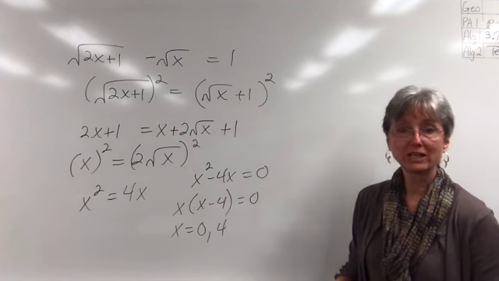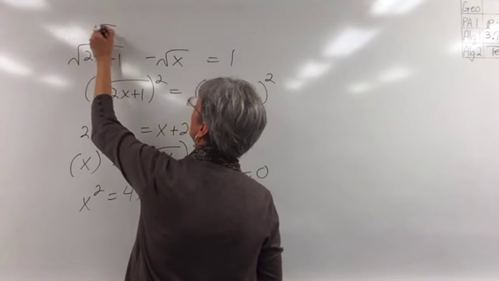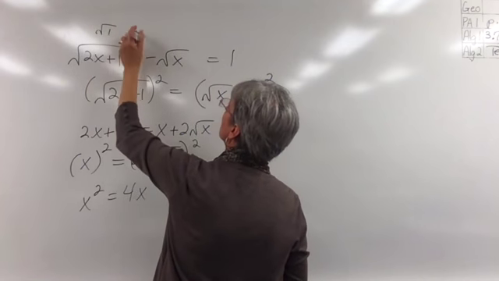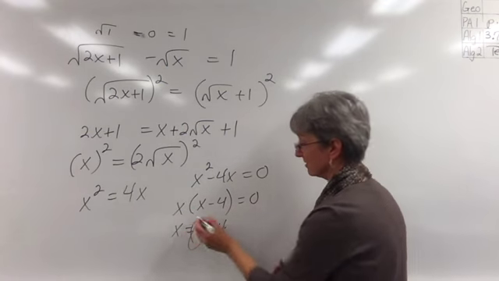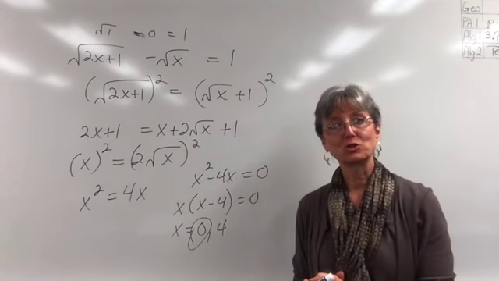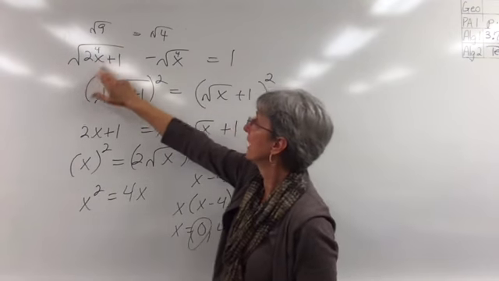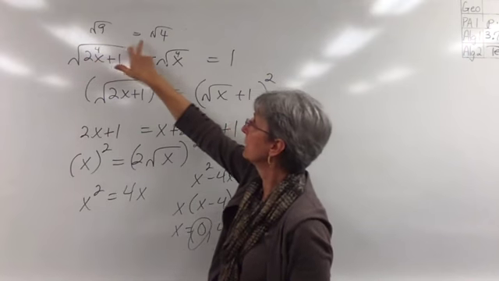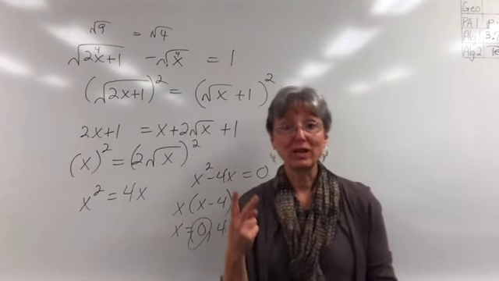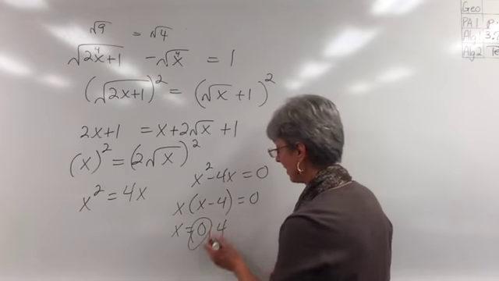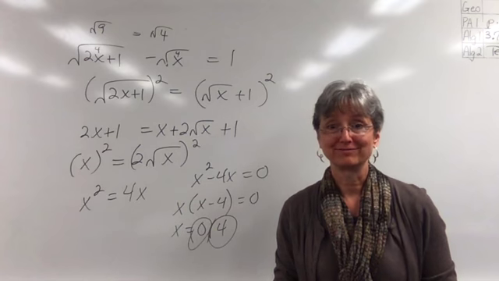So let's start by checking 0. If this is 0, this is the square root of 1 minus 0 equals 1. That works. 0 is a solution. Let's try 4. So if x is 4, this is the square root of 9, and the square root of 4, that's 3 minus 4 is 1? Well, 3 minus 2 is 1. That also works. We have 2 solutions. Both 0 and 4 are our 2 solutions for this equation.